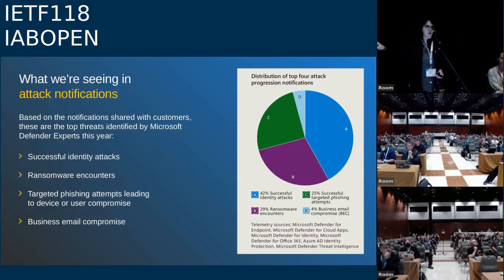These are, again, our targeted attack notifications. I'm a little bit of two minds about this from the point of view of numbers, because successful identity attacks is a vector. A targeted phishing attempt is a vector. How do they get into the organization? And then successful ransomware encounters and business email compromise potentially are the outcome or the result of those. Okay.